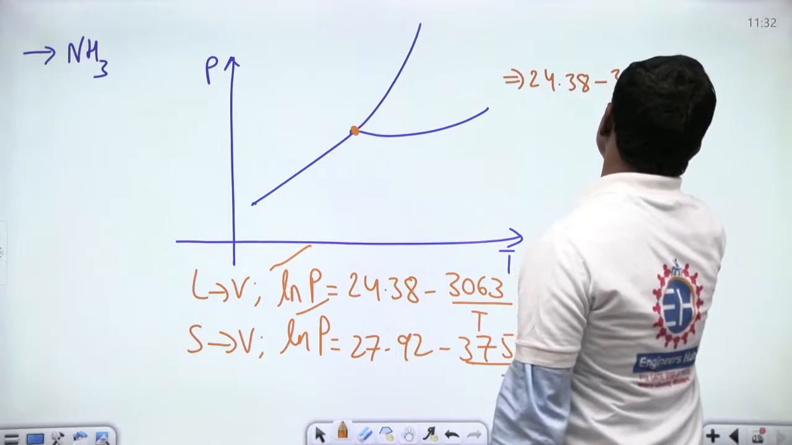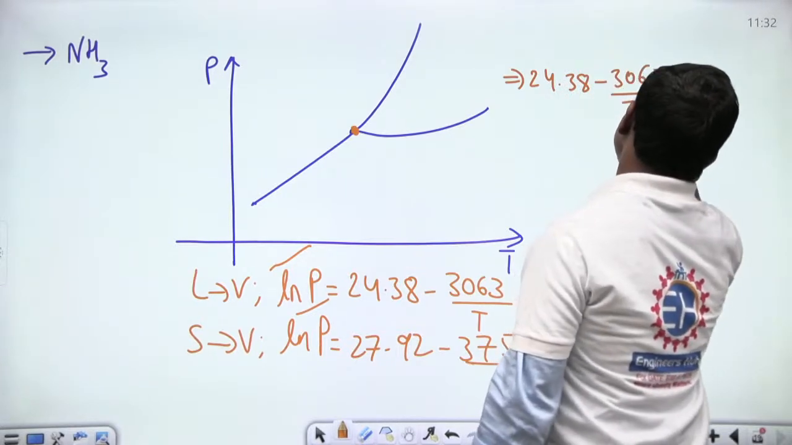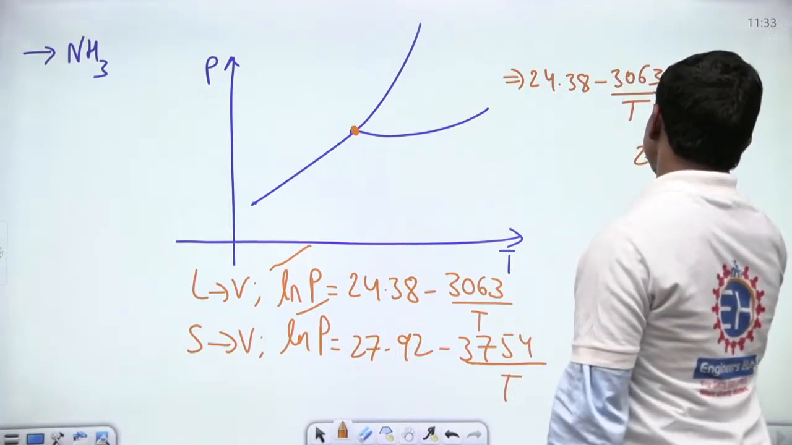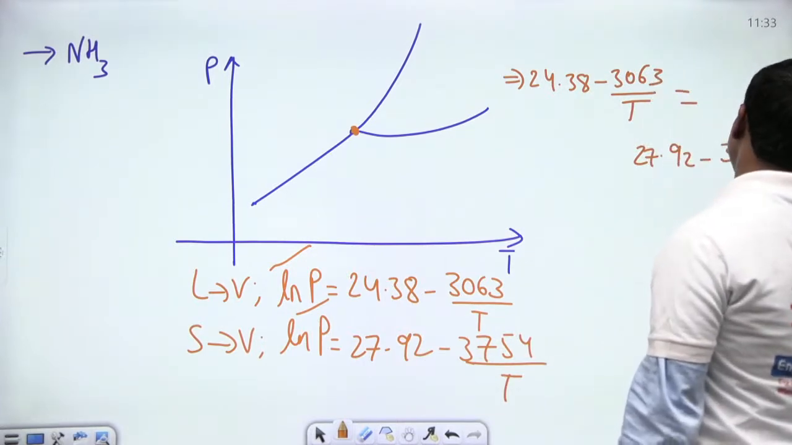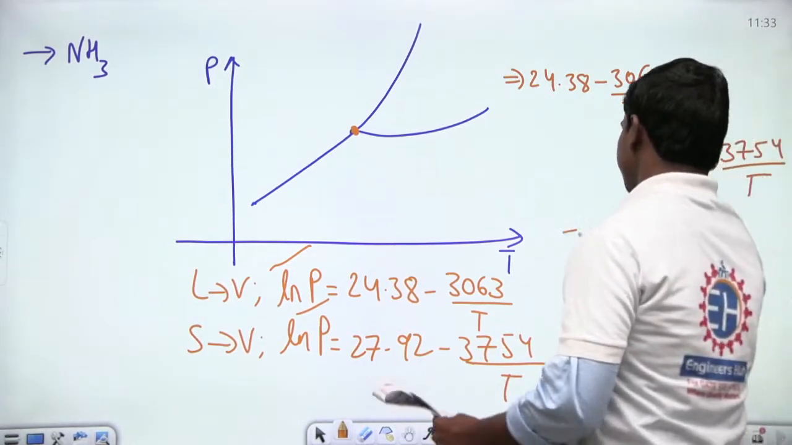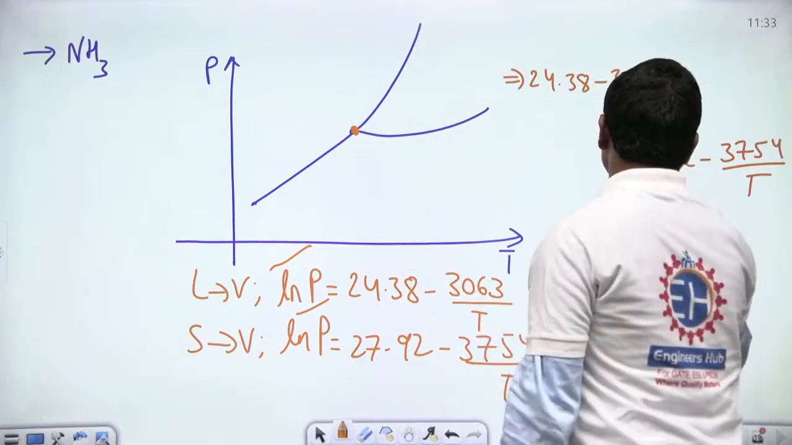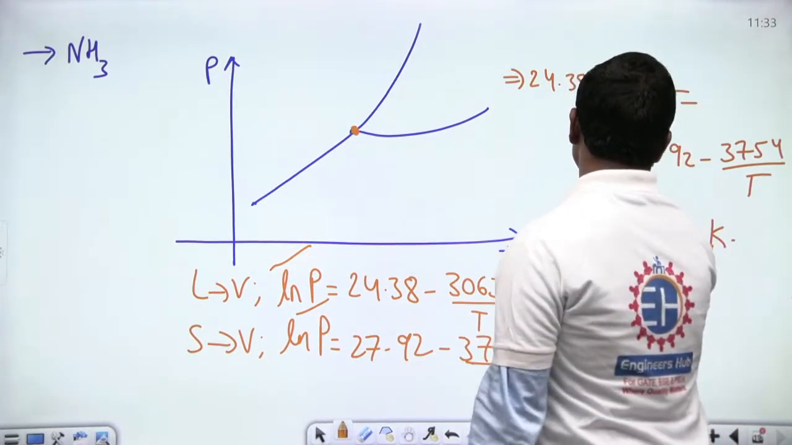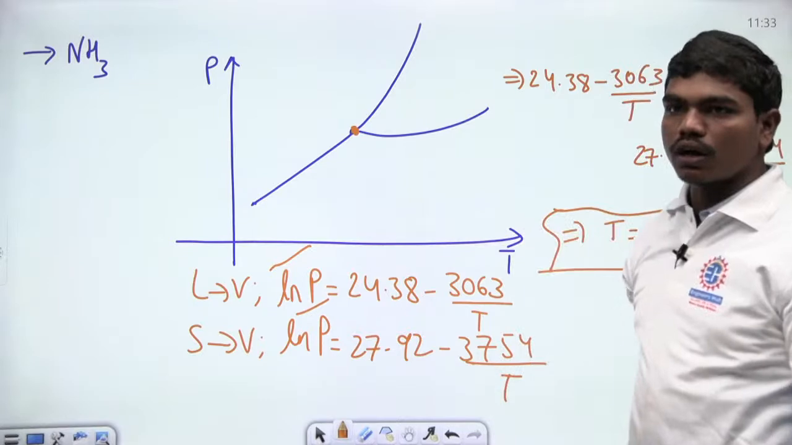So you have 24.38 minus 3063 by T should be equal to 27.92 minus 3754 by T. If you solve this equation for T, you will end up with the T value as 195 Kelvin. Okay, so this is what we have.